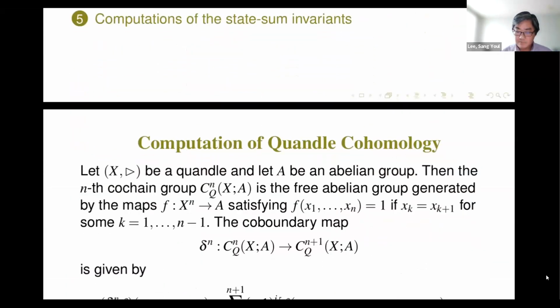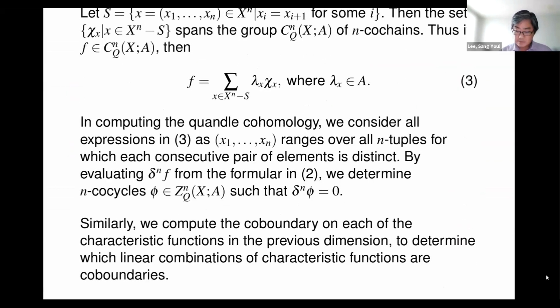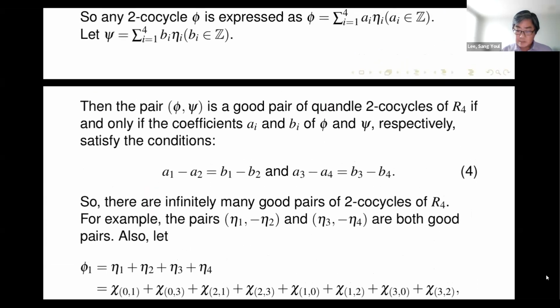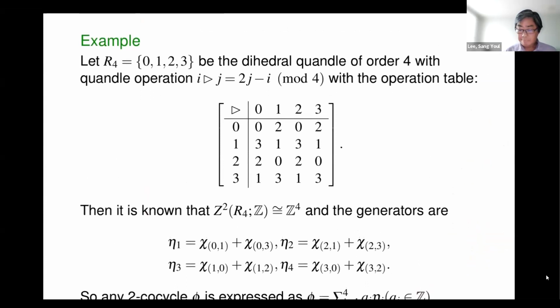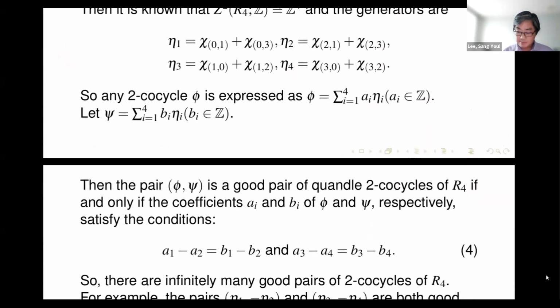Okay, time is over, so I want to stop here. But just this state sum invariant: actually there are many good pairs of quandle 2-cocycles. This example gives us the things.